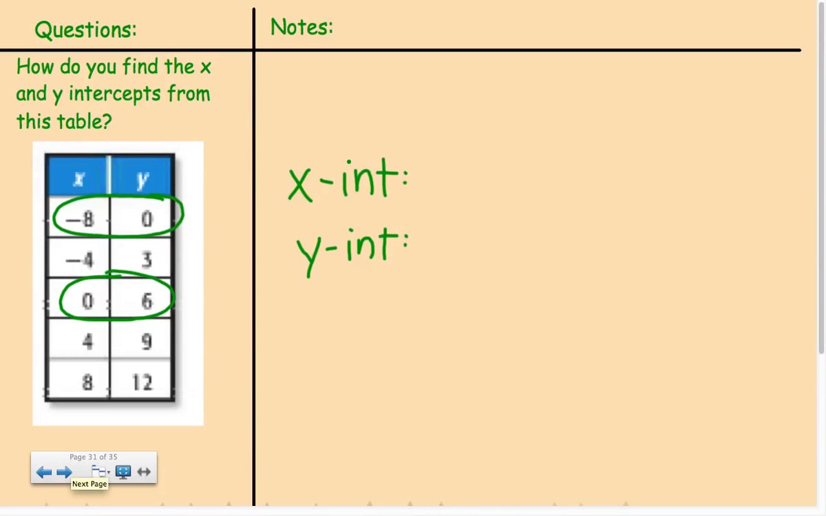So let's look at this for 0. When y is 0, x is -8. So that means my x-intercept is -8. When x is 0, y is 6. So that means my y-intercept is 6. Look for those zeros. That's the big thing. Where are the zeros in the table?